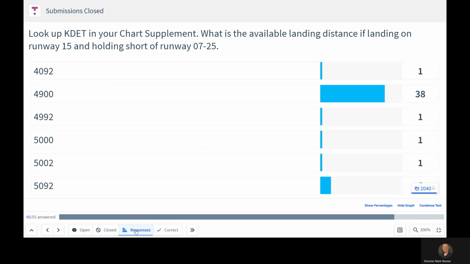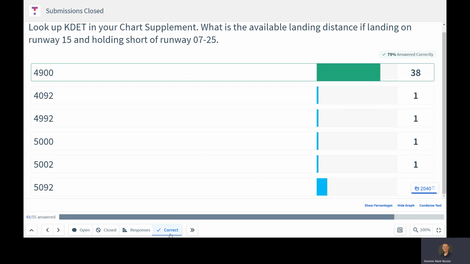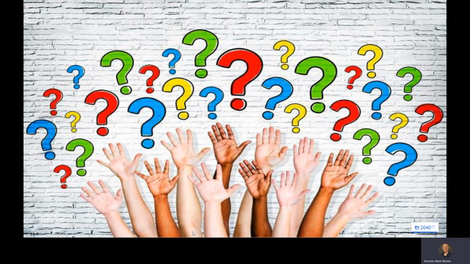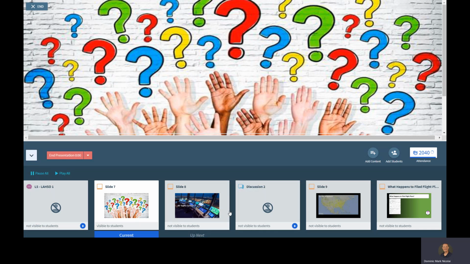All right. So 4,900 feet is the correct answer there. The runway itself is 5,092 feet long, but only 4,900 feet of it is available for landing distance for land and hold short operations. It's quite possible that there were a couple of typos up here on that. Can't explain the other two there, so there you go. See if you've got any questions on that section.